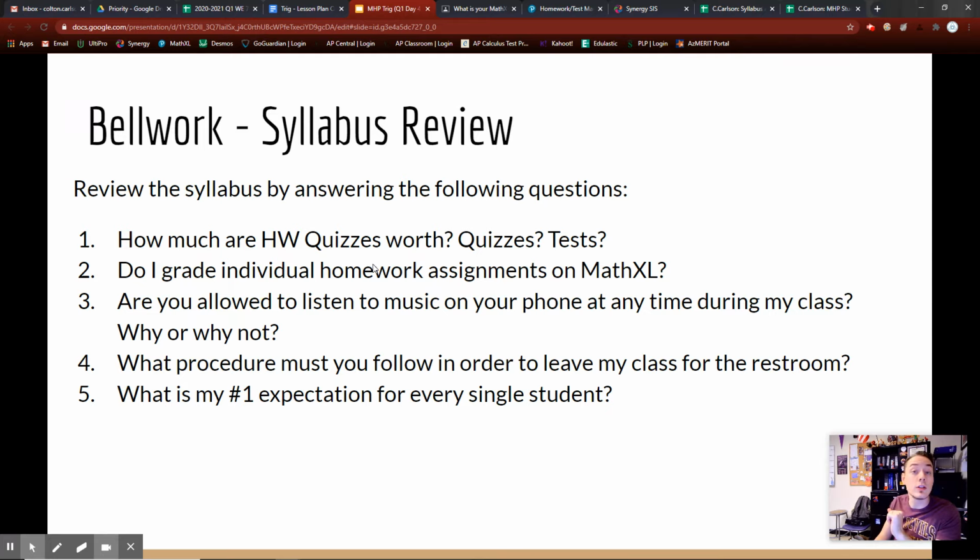Two, do I grade individual homework assignments on Math Excel? That is a no. However, if you had me before in the past, this is something I'm changing, probably from now on, even if you're in class: I will be grading an average score for participation on your Math Excel homework assignments. So no, I don't grade the individual homework assignments and individually put them in the grade book. So if you got a 90% on one homework assignment, I don't put that 90% into Synergy. I don't do that.